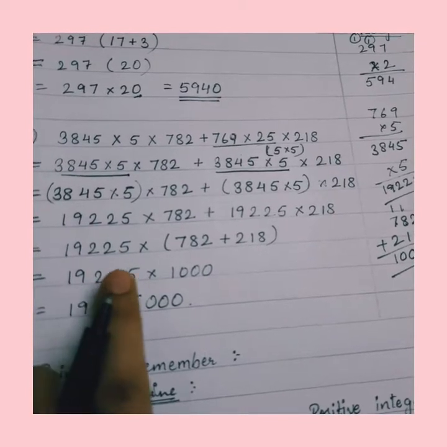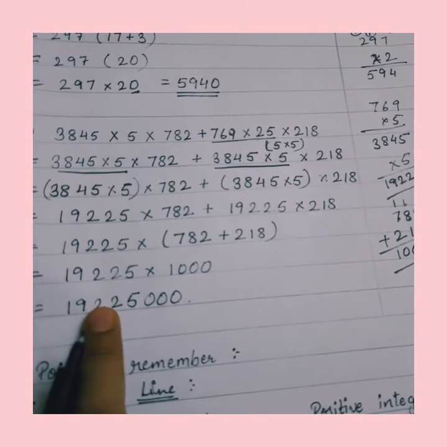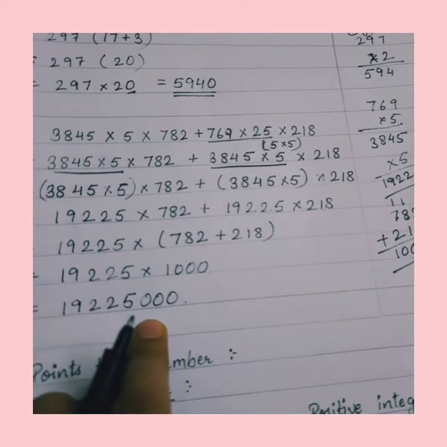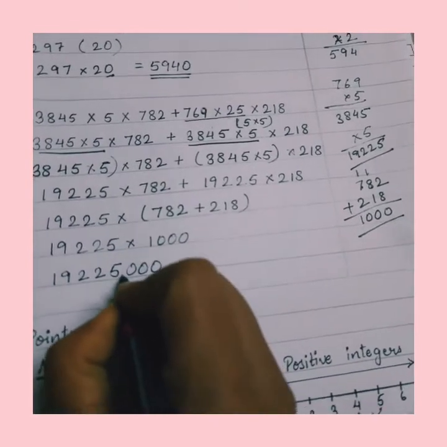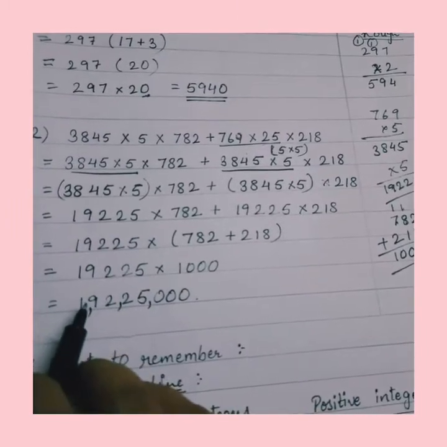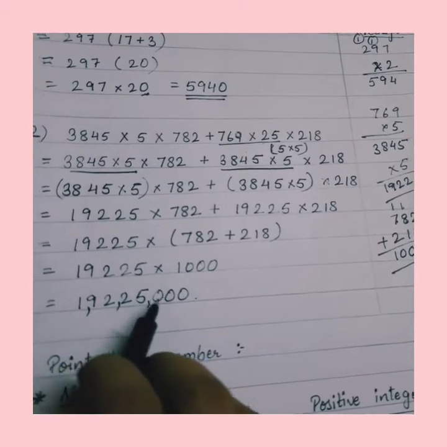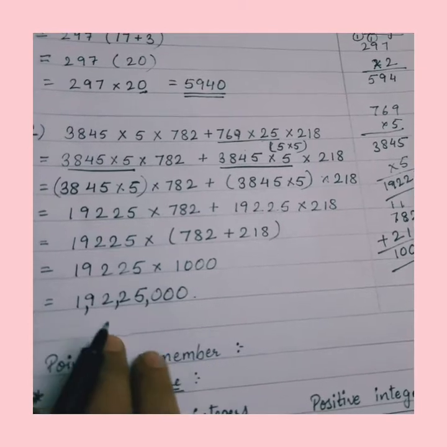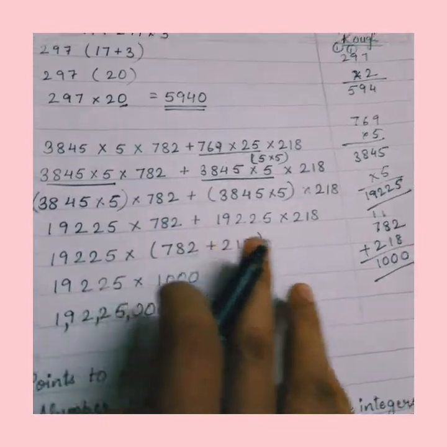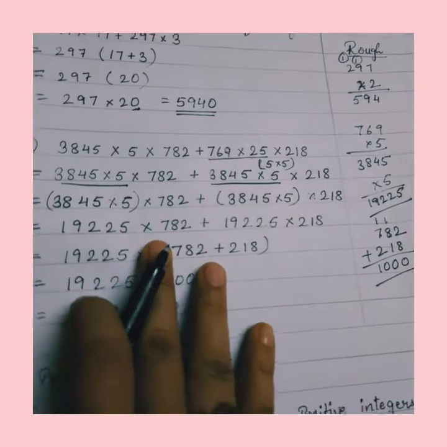So 19,225 when multiplied with 1 will give you the same number. And if I copy these three zeros down, this will make my number 1,92,25,000. So this is the answer. This was a little bit difficult one, that's why I have solved it for you, and you can see the rough calculation also. So this will give you more idea.